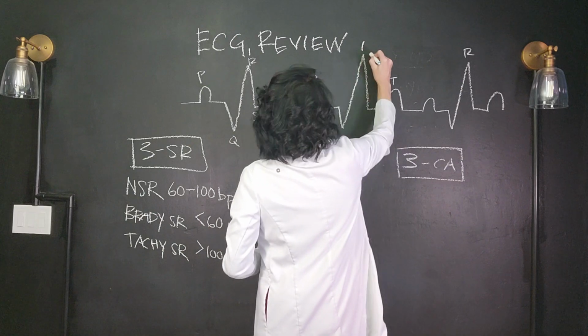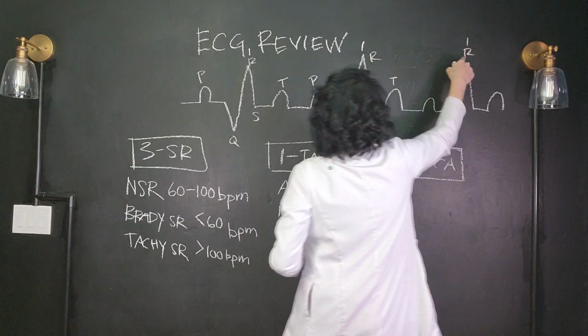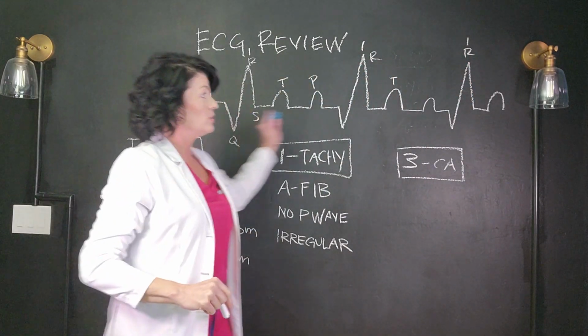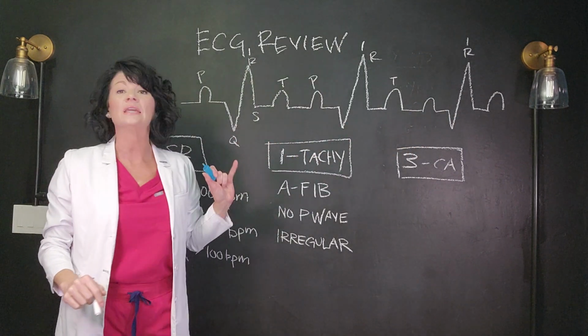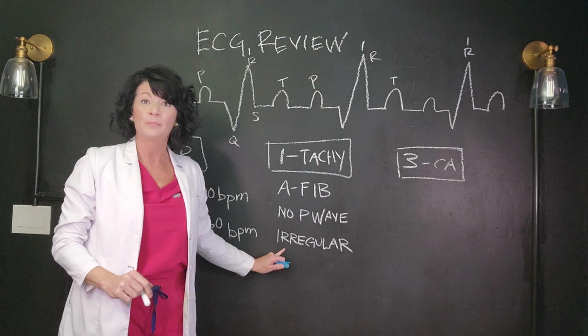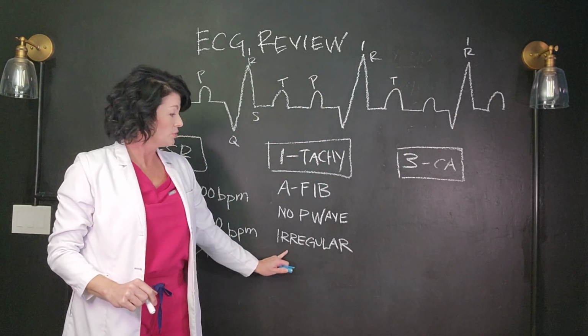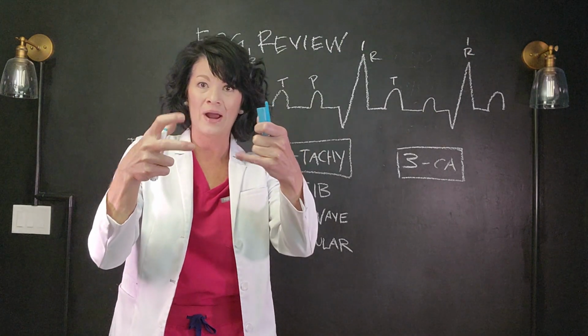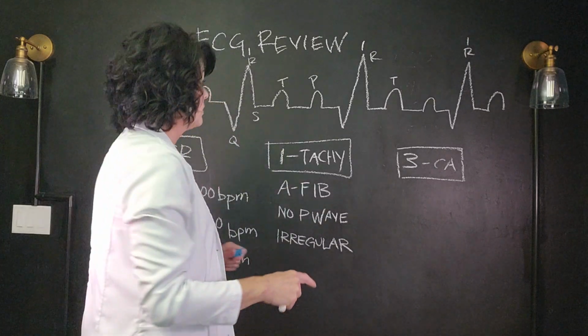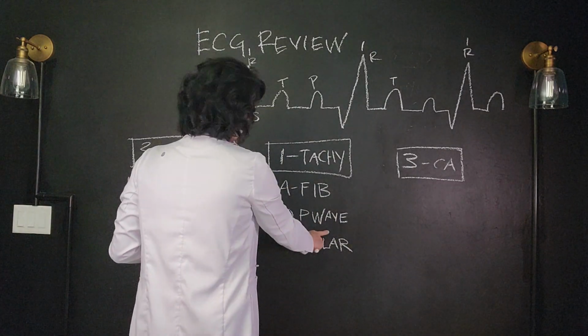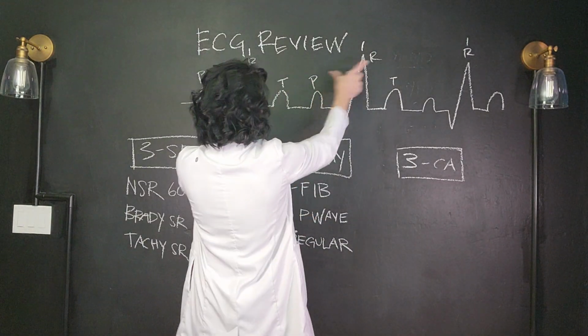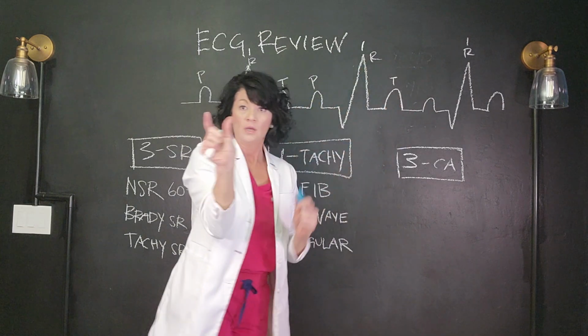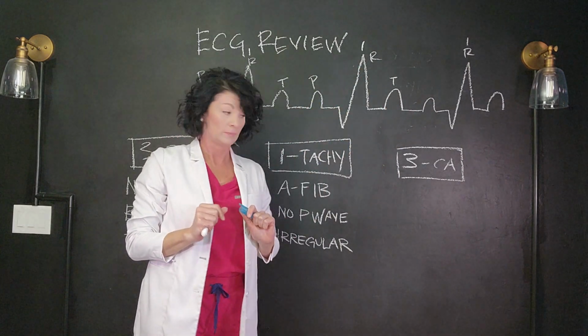So looking at all of our R to R intervals, right here, R to R, in a normal sinus rhythm, they are equidistant. That doesn't happen in AFib because these ventricles are getting their information and they are contracting out of whack. So on AFib, you will not have a P wave and your R to R intervals will not be equidistant. Sometimes they're shorter, sometimes they're longer.